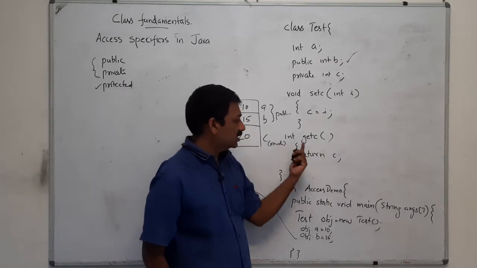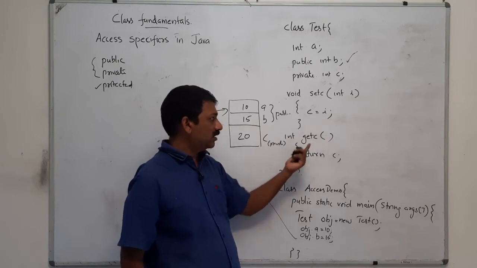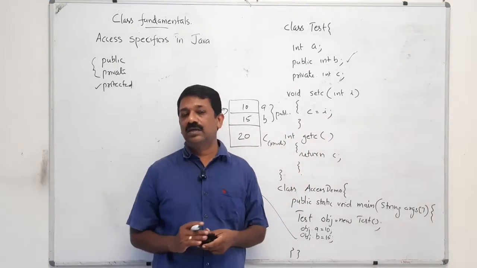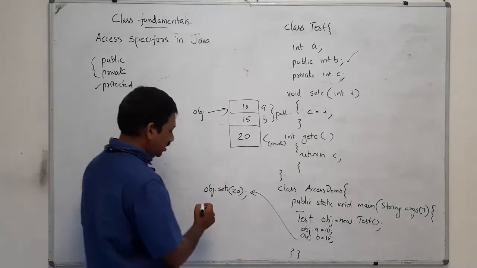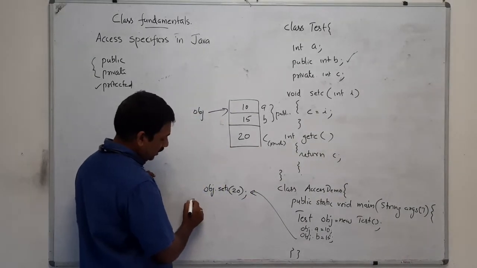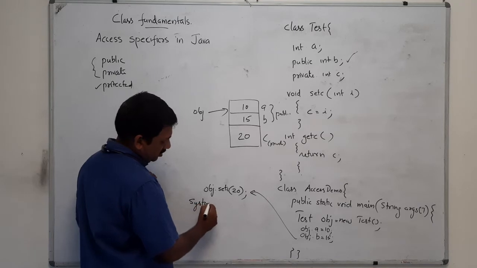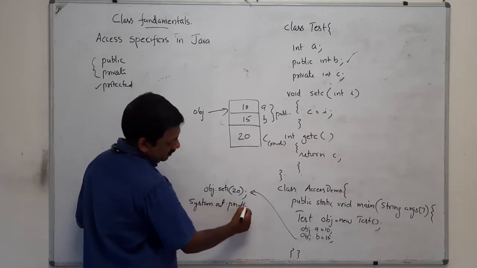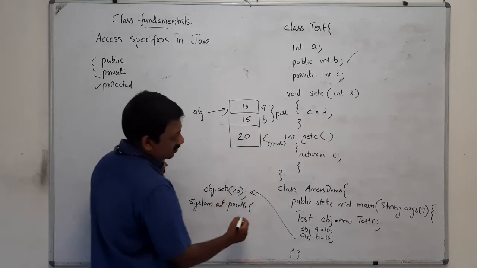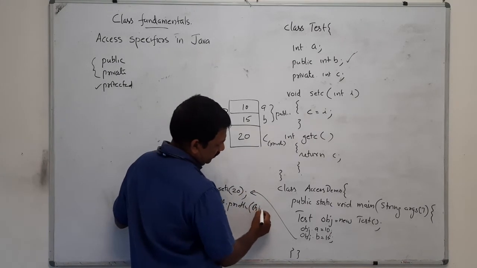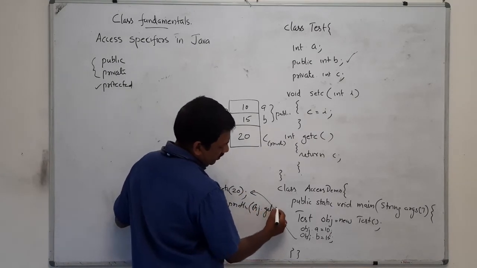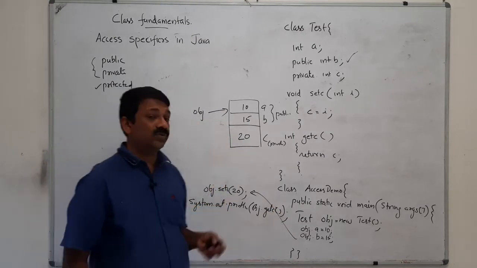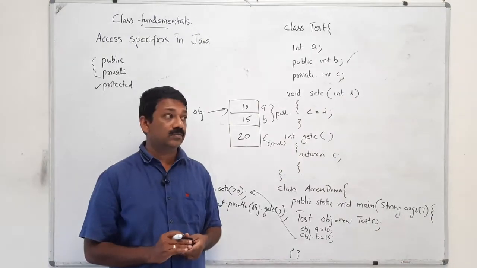And what is this obj.getC? If you want to access the value of c, you can use getC as well. That means if you are printing, System.out.println of obj.getC, and you execute this, it will print the value 20.